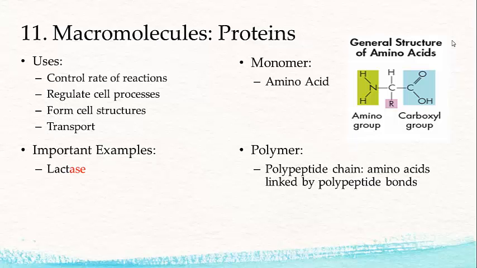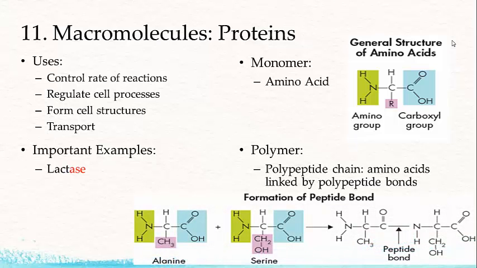The polymer is a polypeptide chain. It is many amino acids linked together by peptide bonds. So here I have an alanine and a serine. The only difference between these two is that purple R group, and whenever I link those together, I form a peptide bond. Many of these different amino acids linked together would be a polypeptide chain.